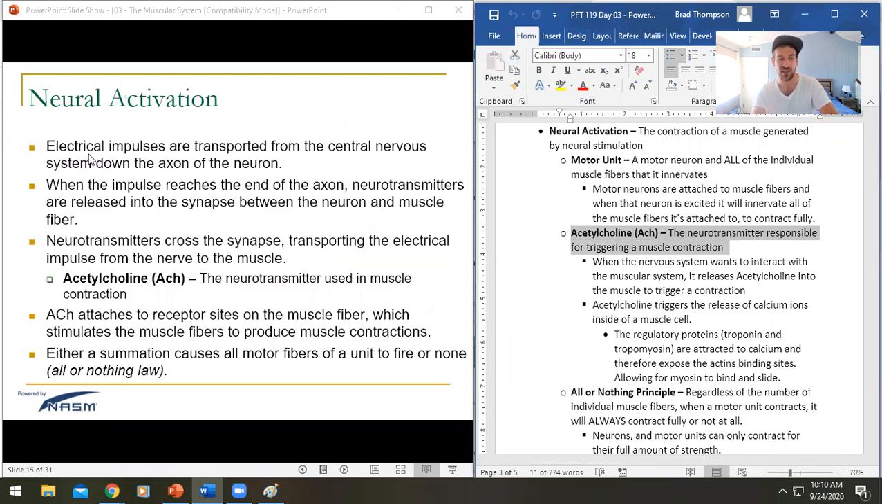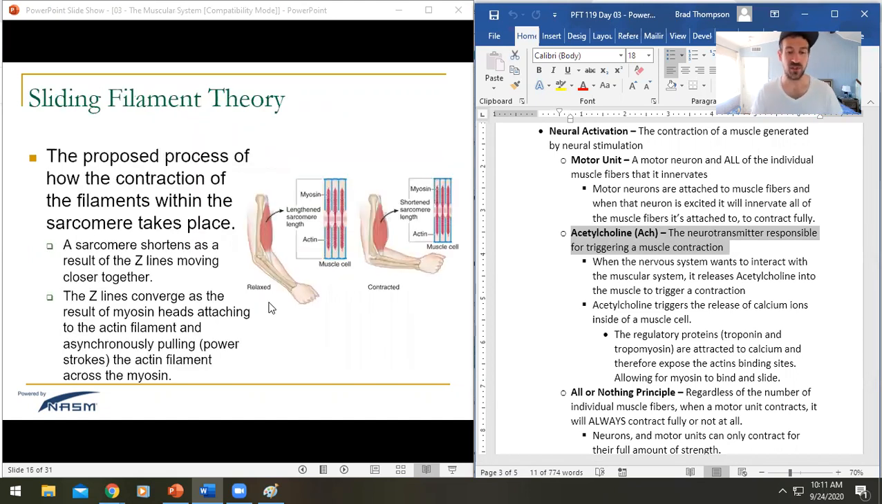So what'll happen is an electric impulse is transported from the central nervous system down the axon of a neuron. When that impulse reaches the end of the axon, neurotransmitters, acetylcholine, are released into the area between the neuron and the muscle fiber. It moves across and binds to the muscle. Once it binds to the muscle, that creates an action potential, an electrical signal traveling throughout the muscle to get it to actually fire. And that's what we're seeing here.